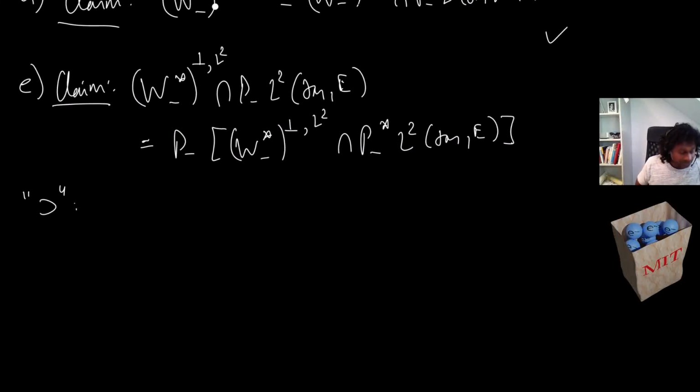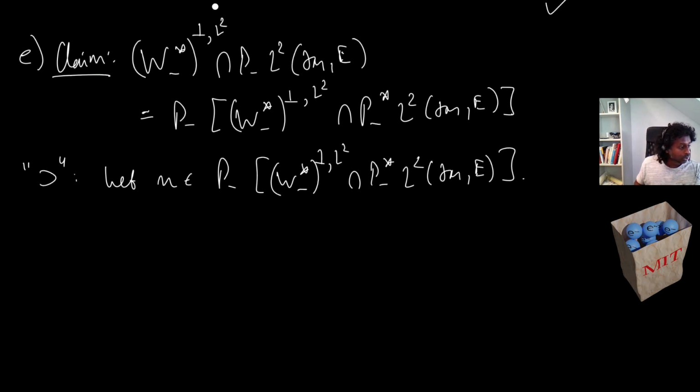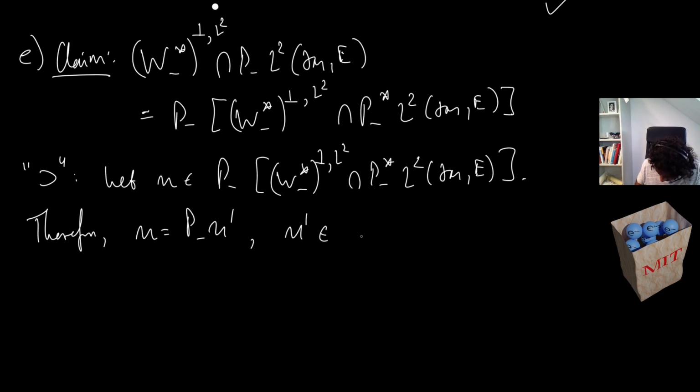Okay, so this has two directions. So let U be in this space, P minus W minus star perp L2 intersect P minus star L2 ME, and let U prime be in, therefore, U is equal to P minus U prime, where U prime is in this space, right? U prime is in here.